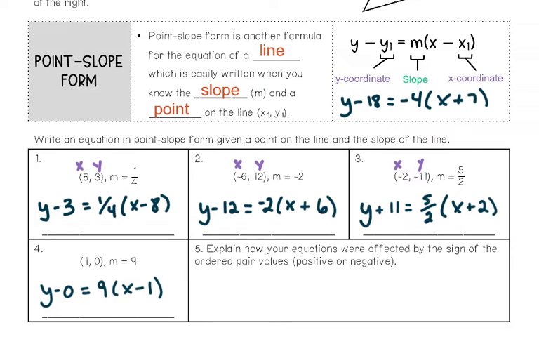But again, my math brain tells me that y minus 0 is still just y. If you take nothing away from something, it's just that number. So in this case, you could also see the equation of this line written like this.